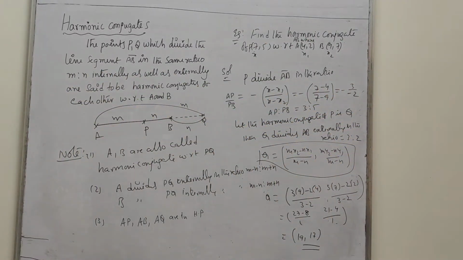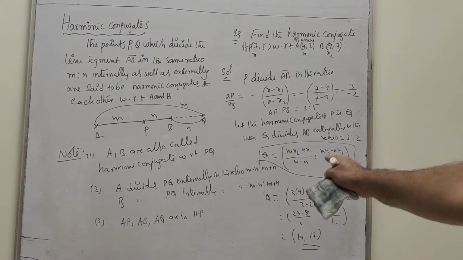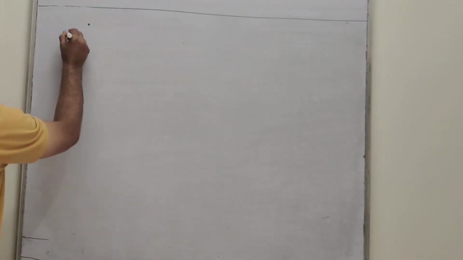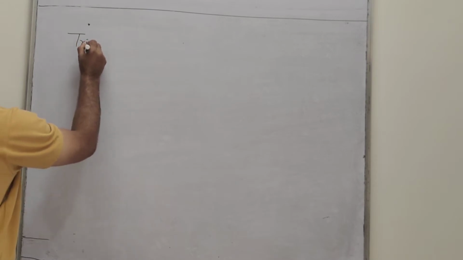One is given, the other one we can find with the help of this. Right, now we are going to discuss the trisection formula.